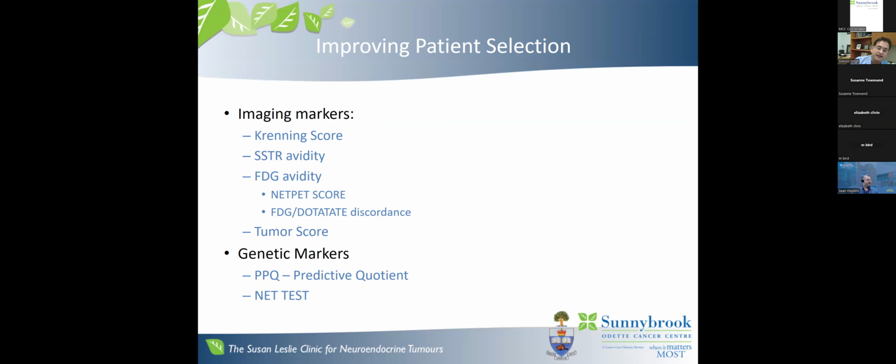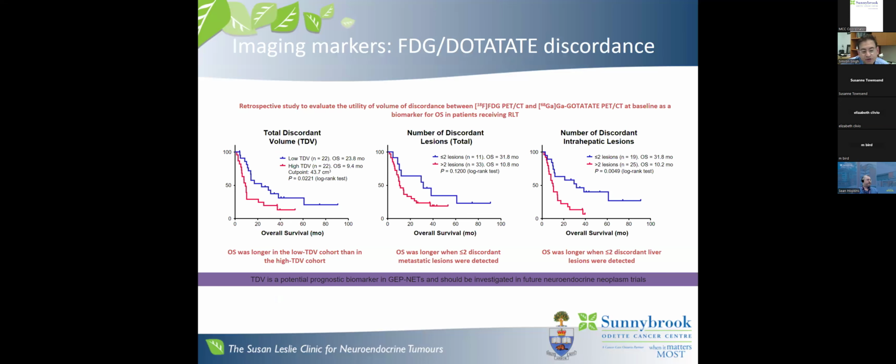And then there's this combination of using both gallium-68 imaging as well as conventional FDG PET imaging and looking at the discordance to be able to help understand. I'm going to show you an example of that in a second. And then there's numerous algorithms measuring tumor scores that people are trying to validate to help us understand who the optimal patients are. What's exciting is there's a couple of genetic markers coming on the horizon called the PPQ and the NET test, both run by Ren Laboratories, that potentially have a lot of advantage in helping us understand who's going to respond to PRRT. But first, I'm going to show you this work.